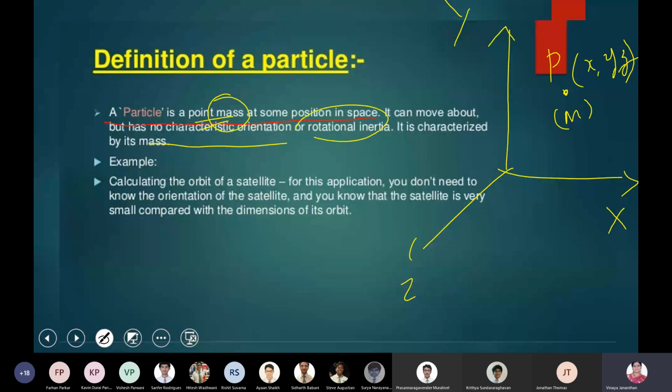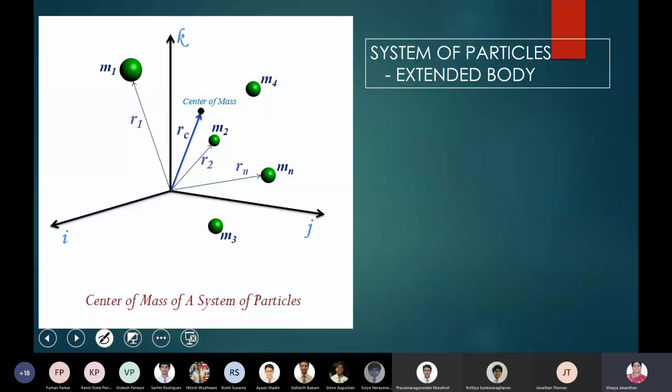System of particles or extended body. Now you're learning about what we call an extended body. Suppose, for example, you're looking at this object, your tube light. If it is far away, how do you look at this object? The same object, say you are far away, how does it look? A point-sized object, is that not?